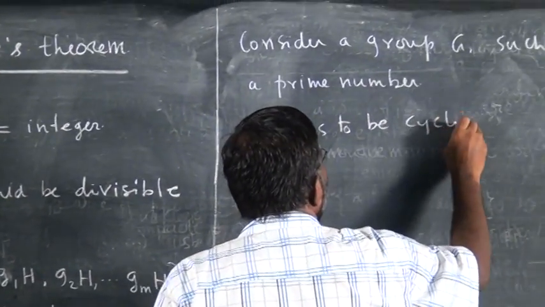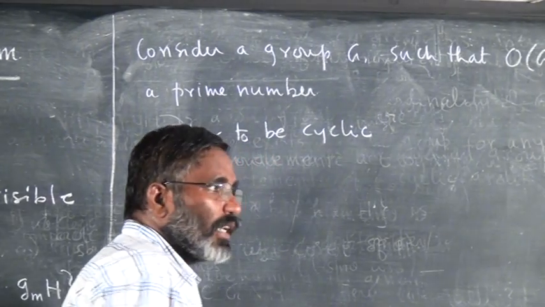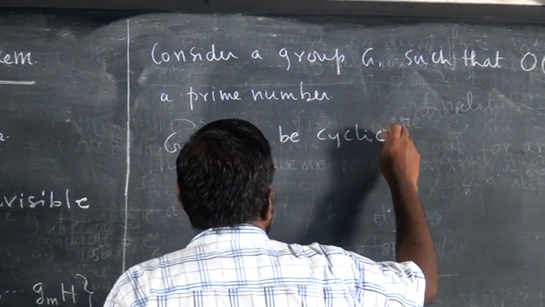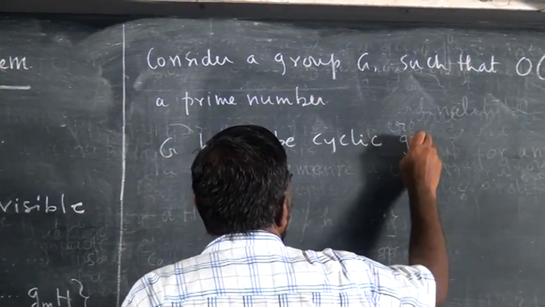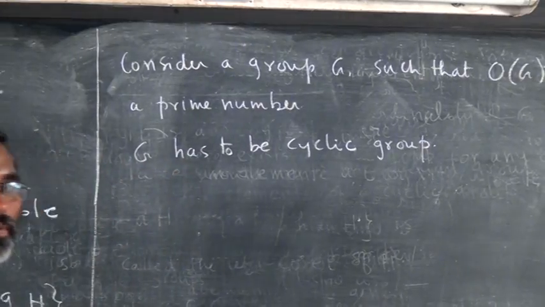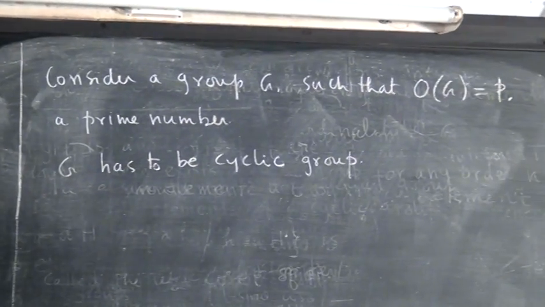Cyclic, G has to be cyclic, G has to be a cyclic group. All groups whose order is a prime number are cyclic groups.